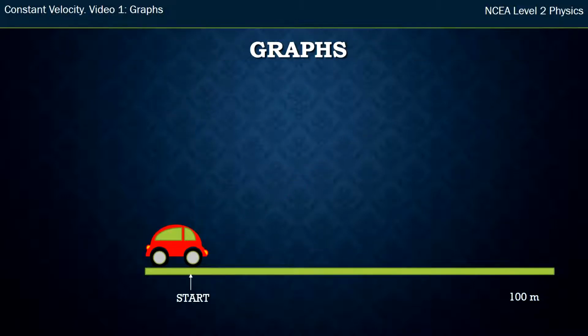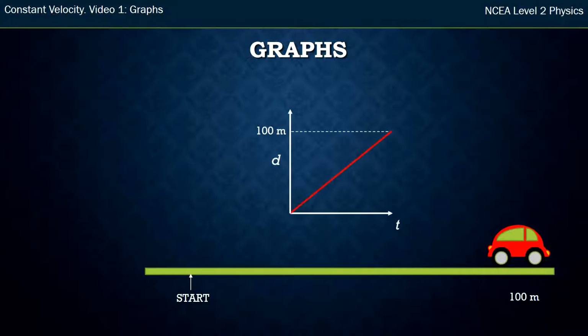So let's just say we have a car at a start line and over a period of time it moves at a constant velocity and we wanted to graph that. The graph would look something like this. A distance time graph, let's say it goes to 100 meters. It's constant velocity, so the gradient is the same all the time. That red line on the graph is a straight line. It has the same gradient everywhere.